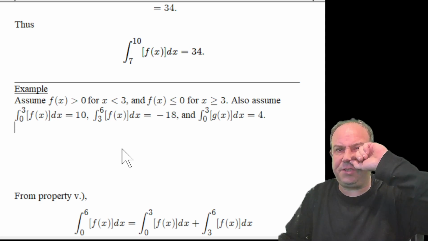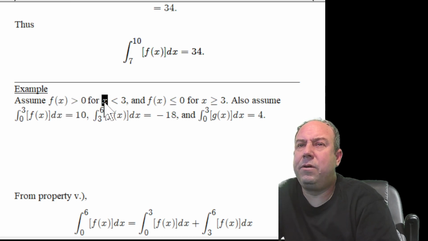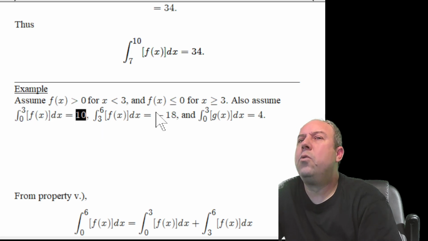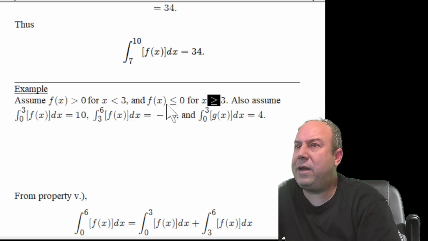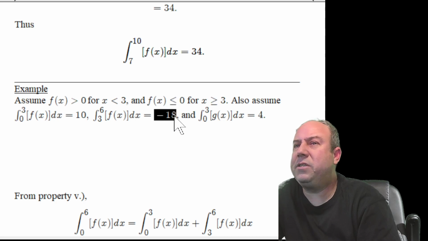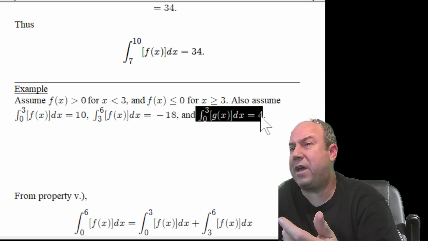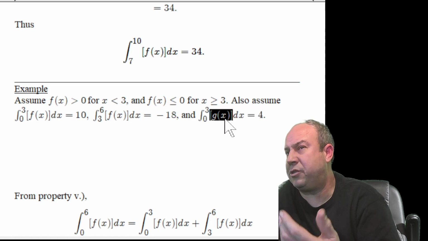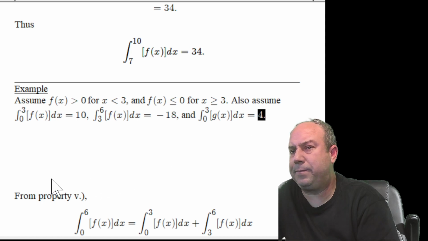All right. And this should make sense with what we said above. f of x is bigger than 0 for x less than 3. So from 0 to 3, I should have a positive result there, and I do. Which means from 3 to 6, where x is greater than or equal to 3, f of x is actually smaller than or equal to 0. Which means I should have a negative result there, and I do. Now for g of x equal to 4, we really don't have much information about g of x behavior to be able to check that this result of 4 makes sense.